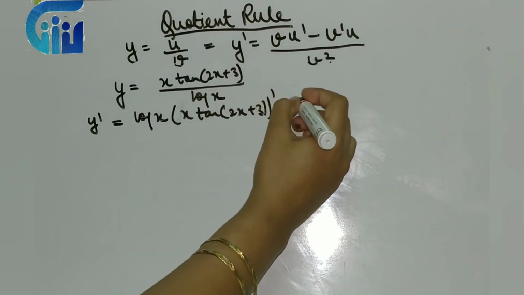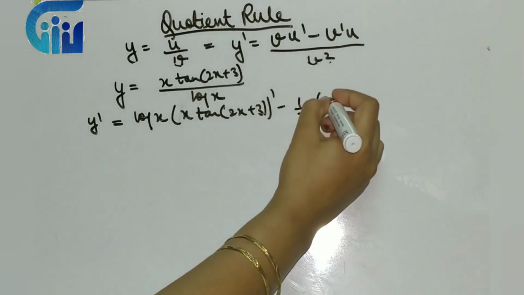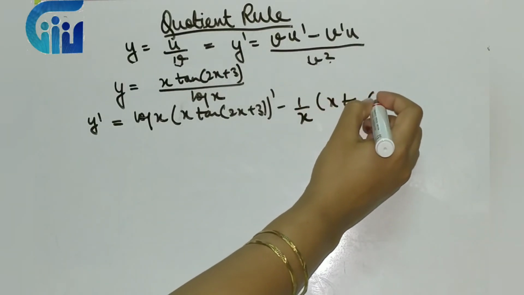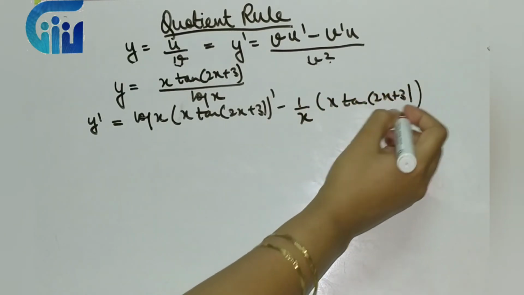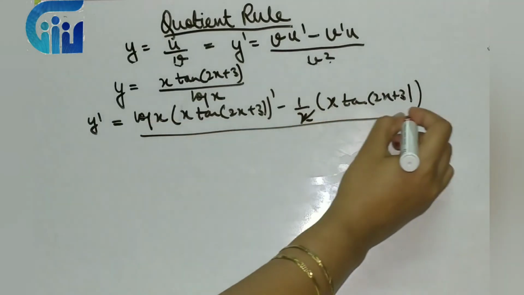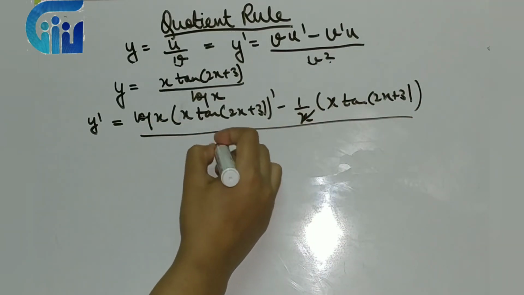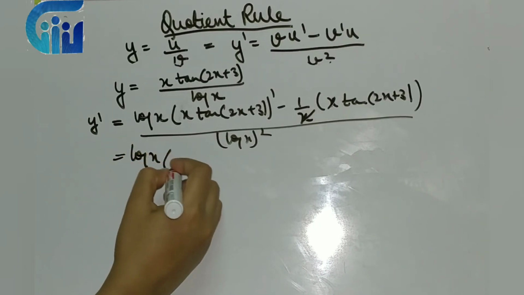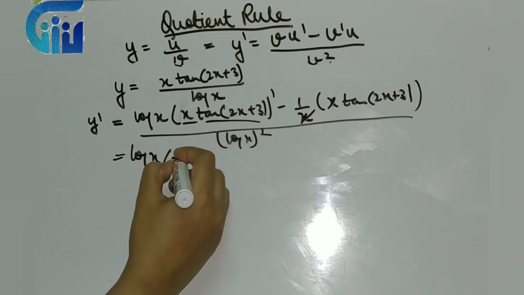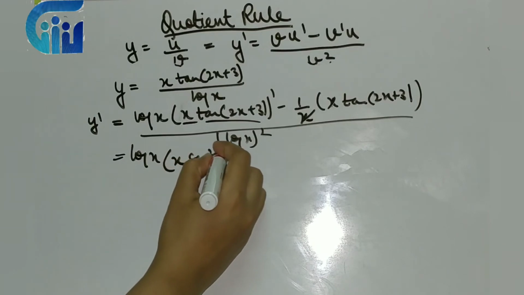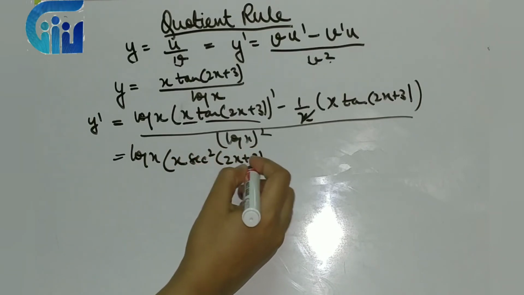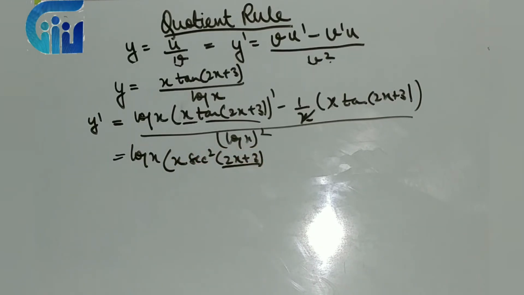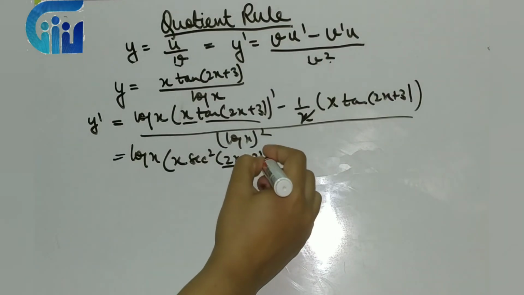Then minus sign, the derivative for log x is 1 upon x, and this particular part will be as it is, right? So I can cancel x and x over here, and in the denominator I'll just write the square of log, right? Further moving on, I'll use product rule here. x as it is, the derivative for tan is sec square 2x plus 3.